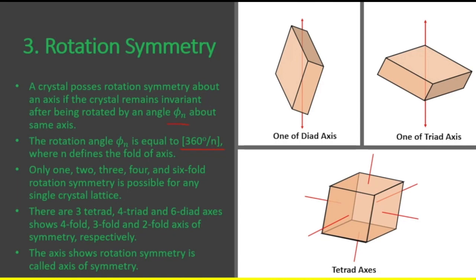Here if you see, for the cubic crystal, there are three kinds of axes. One is the diad axis, one is the triad axis, and one is the tetrad axis. One important thing with rotation symmetry is that it can have 1, 2, 3, 4, and 6-fold rotation symmetry, but 5-fold symmetry is missing. The tetrad has 4-fold symmetry, the triad has 3-fold symmetry, and the diad has 2-fold symmetry. That is why the name reflects the fold of the symmetry.